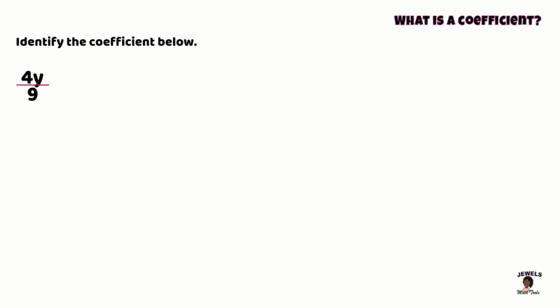What about in this form? What do you think our coefficient is? And if you guess 4/9, then you are absolutely correct. Remember that 4/9 is being multiplied to our variable. So we just remove the variable and we put everything back, which is our 4/9, and that will be our coefficient.